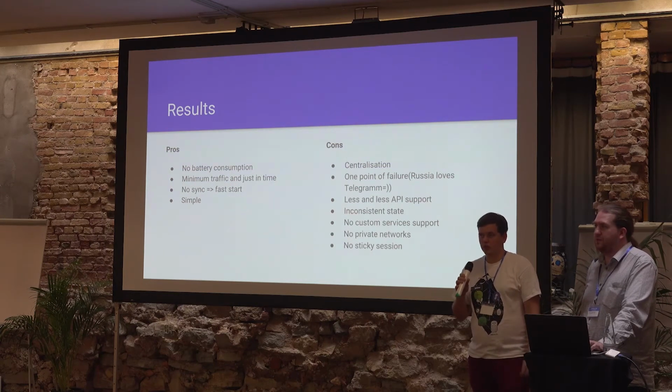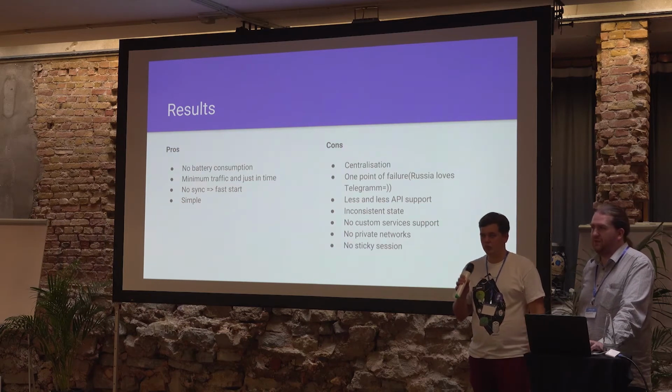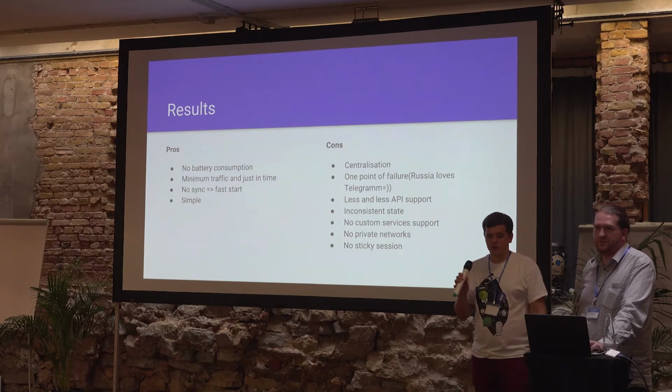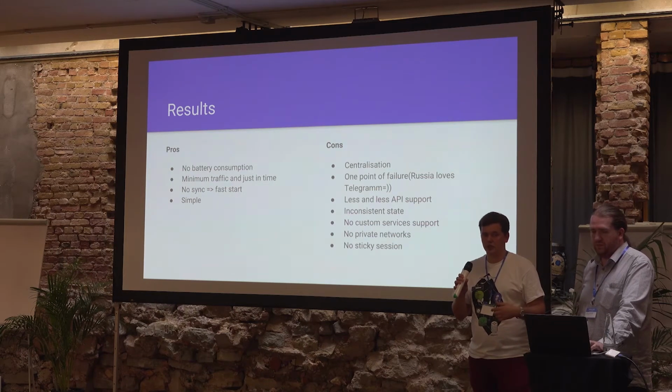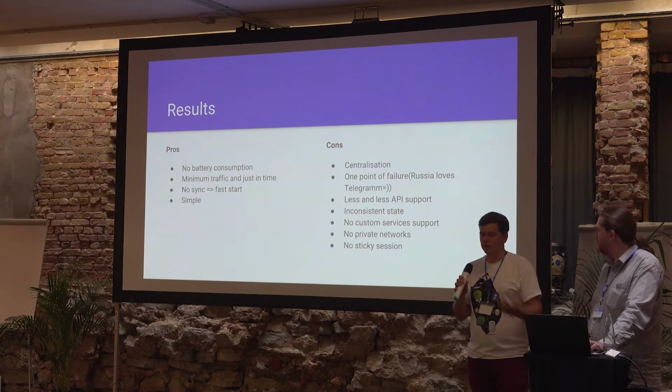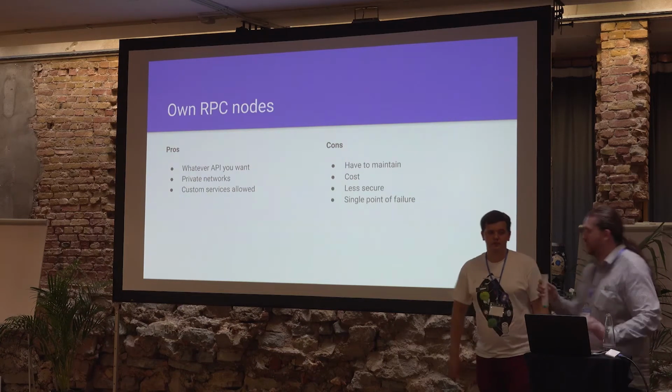For example, Russia blocked a lot of APIs 2 months ago. For example, Infura was blocked with Telegram, and we had to use Infura using VPN. So, as I said, Infura can have inconsistent state and it has less and less API support. If you want to use Infura for a private network, you have to create your own Infura because no private network is supported by Infura.